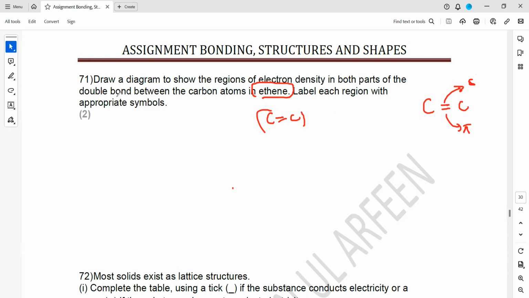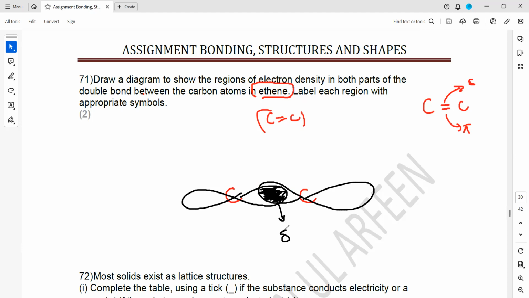We only need to draw a diagram to show the region of electron density, meaning the orbital, in both parts of the double bond between the carbon atoms. So we have to show the carbon atoms. If this is, for example, px, and this is also p, what will happen? There will be a complete overlapping. As a result of the complete overlapping, which bond will it form? It will form a sigma bond.